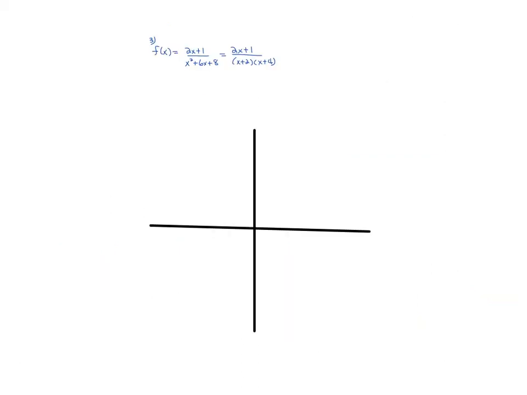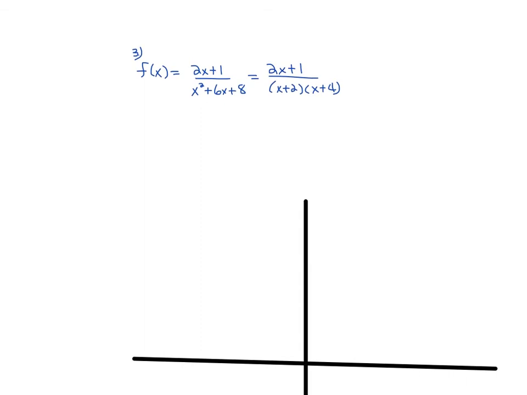But first, let's do the vertical. Now, I shouldn't have shown you this. So whenever you have a polynomial or a trinomial that can be factored, in order to find the vertical asymptote, we need to factor that polynomial. So I'm going to factor x squared plus 6x plus 8. Factors of 8 that give me 6 are going to be 2 and 4. To find the vertical asymptote, there's going to be 2 of them.